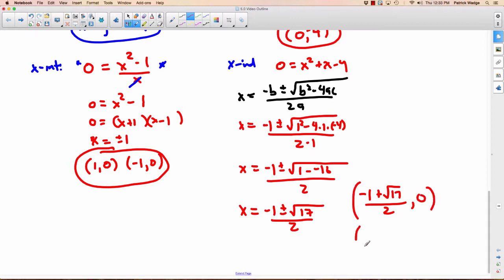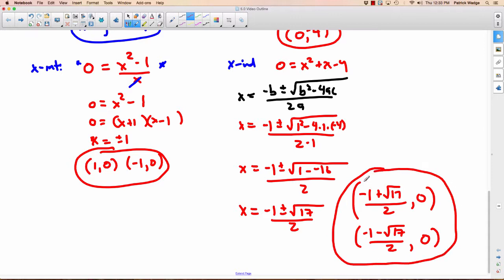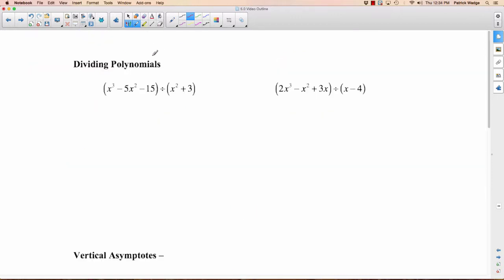And the other one would be negative 1 minus root 17 divided by 2, comma, 0. There are your 2 points.